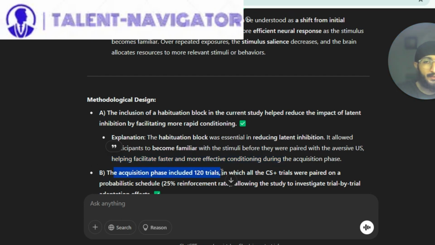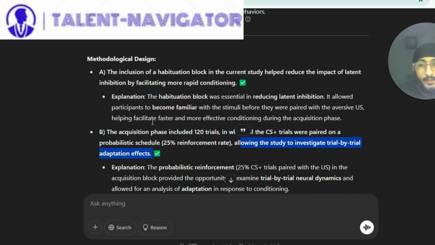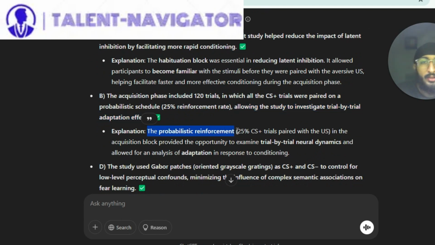Now, the acquisition phase included 120 trials in which all CS plus trials were paired on a probabilistic schedule, 25% reinforcement rate, allowing the study to investigate trial-by-trial adaptation effects. So the probabilistic reinforcement, 25% of CS plus trials paired with the US, in the acquisition block provided the opportunity to examine trial-by-trial neural dynamics and allowed for analysis of adaptation in response to conditioning.